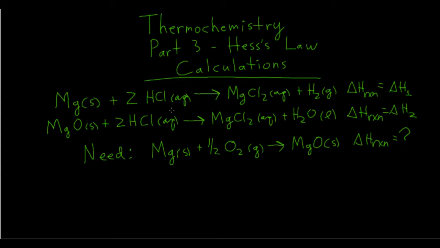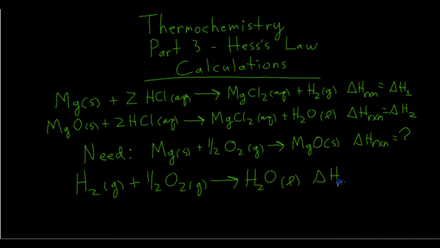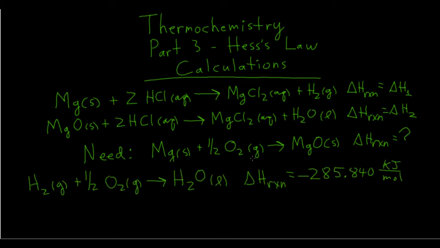That's our goal. So what we're going to do is manipulate these equations so that we can add them up to be this, but we need one more equation. And this I'm going to give to you because we can't do it experimentally, not right here. So this is what we need. And this is a given. So the heat of reaction for this reaction is negative 285.840 kilojoules per mole. I got this just by looking up the heat of formation of 1 mole of liquid water and reversing the reaction, which means I changed the sign.